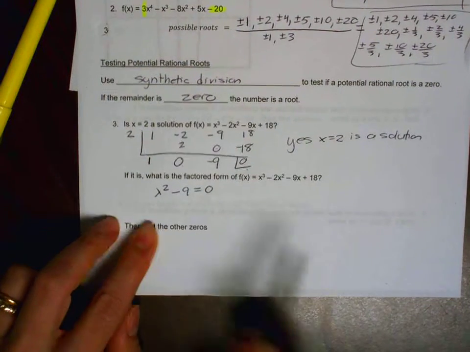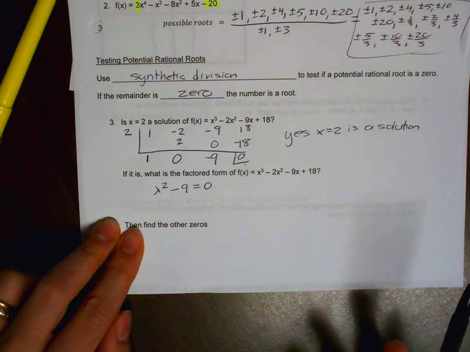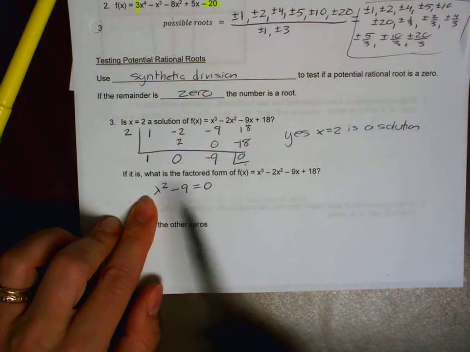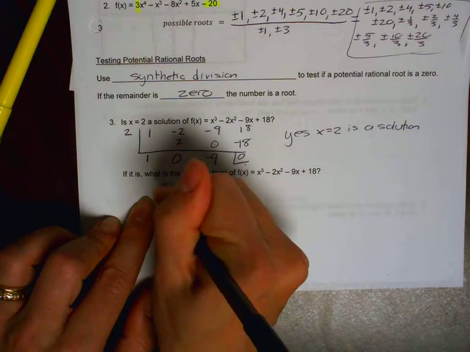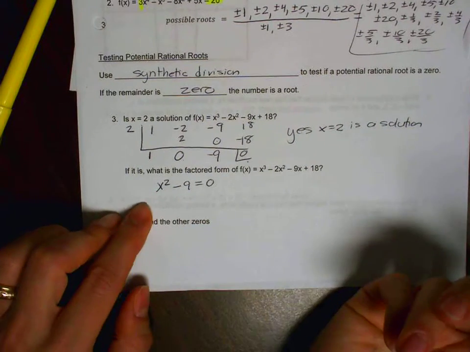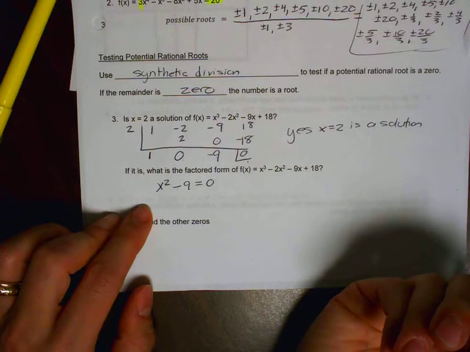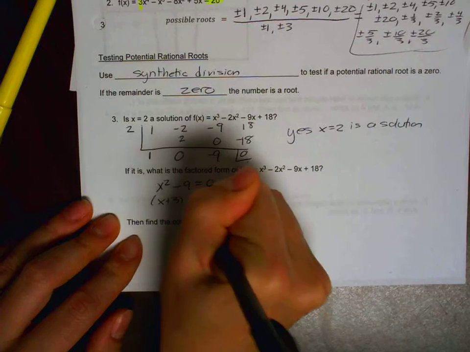I could either solve this by the square root method, or I could factor it. It's very quick and easy to factor if you remember what kind of factoring this is. It's a special kind. I have a perfect square and a perfect square and a minus. Difference of squares. This is x plus 3, x minus 3.